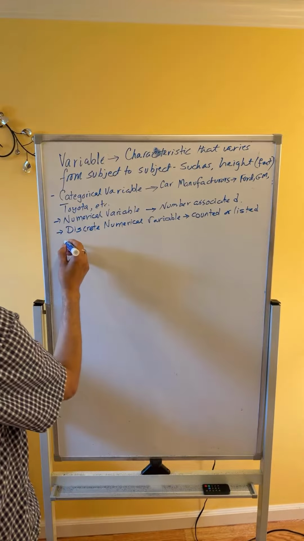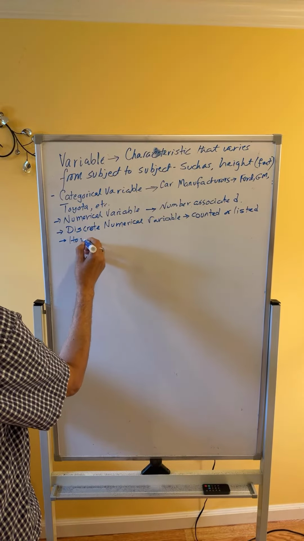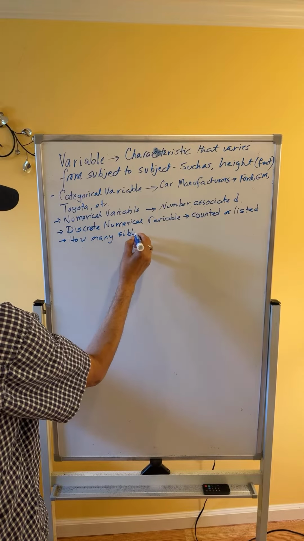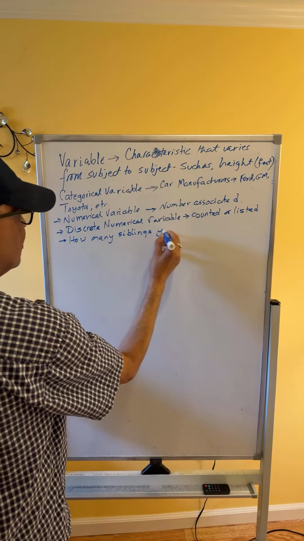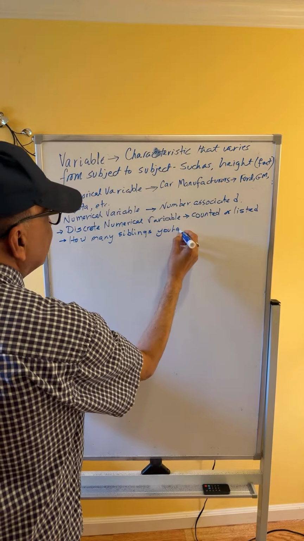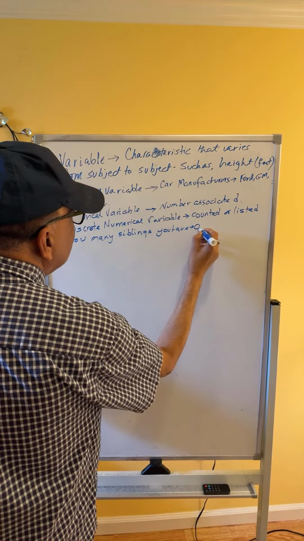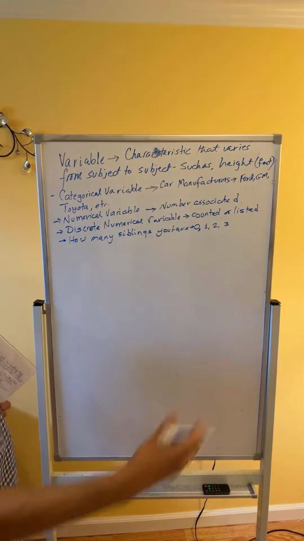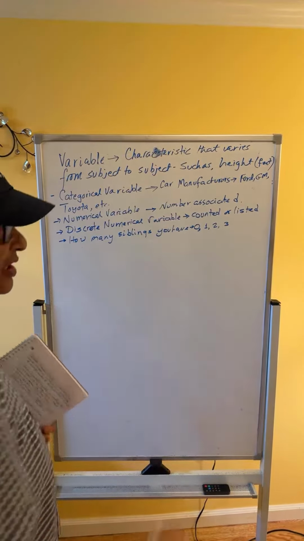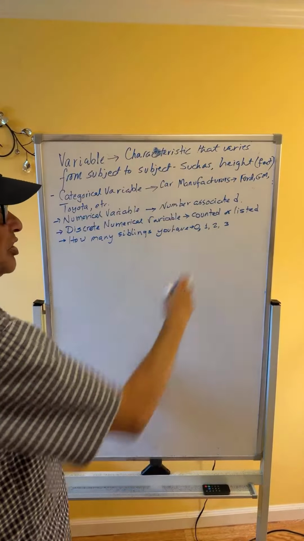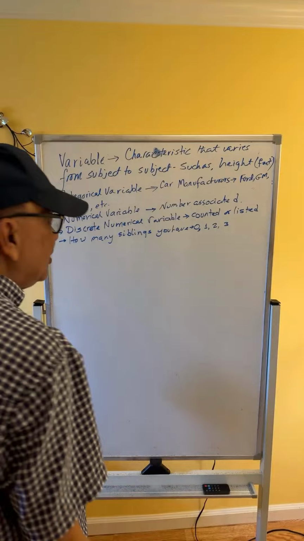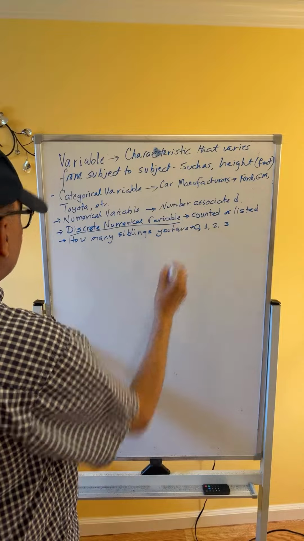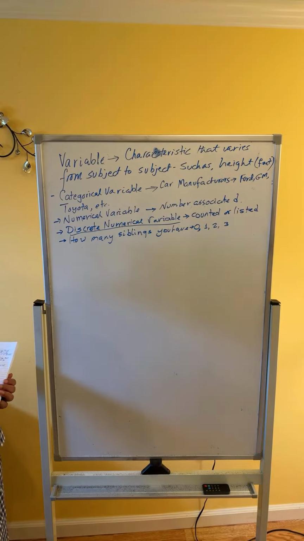A good example of that is how many siblings you have. How many siblings means how many brothers and sisters you have. It can be 0, it can be 1, 2, 3. So you can count how many brothers and sisters. You get that? You're counting. And also notice you're jumping from 0 to 1. You cannot have 0.5 brother or sister. So that is a discrete numerical variable, something that can be counted or listed.